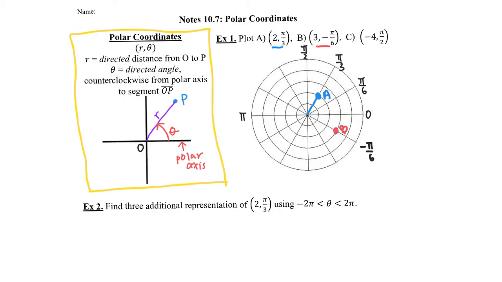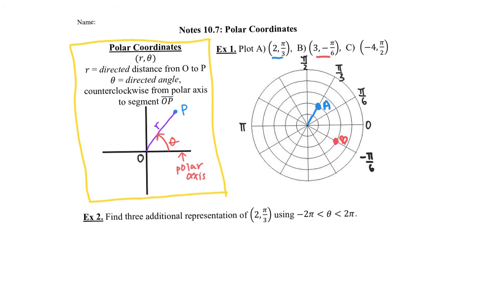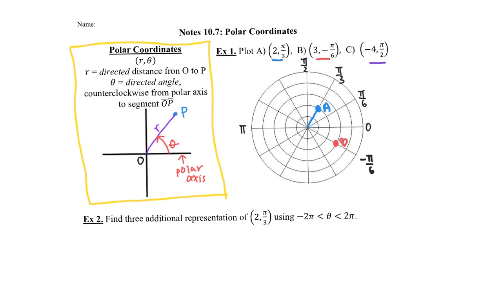One more, for C. R is negative 4, theta is pi over 2, so pi over 2 is along this line. But from O, I want to travel negative 4 units. If I'm going negative 4 units, I'm actually going to go backwards. 1, 2, 3, 4 units. So this is point C down here.